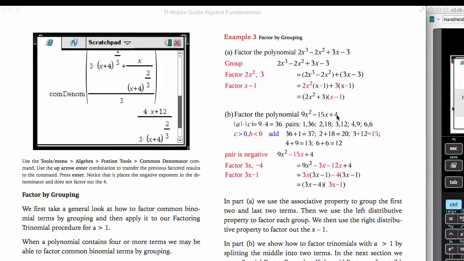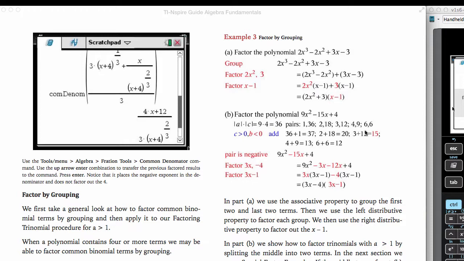This is positive. So 9 times 4, absolute value is 36. We got 1 times 36, 2 times 18 makes 36, 3 times 12 makes 36, 4 times 9 makes 36, and 6 times 6. Since the last term is greater than 0, we want to add these together. So the first 2 make 37, 20, 15, 13, and 12.